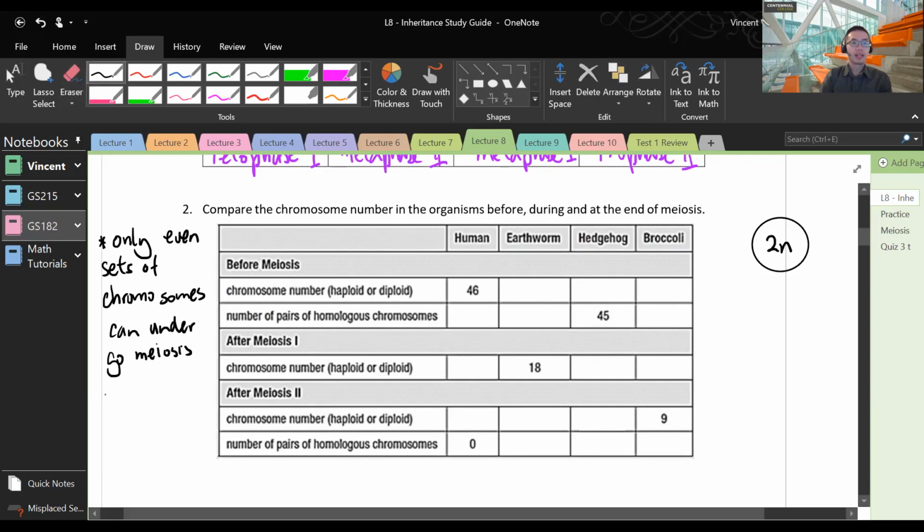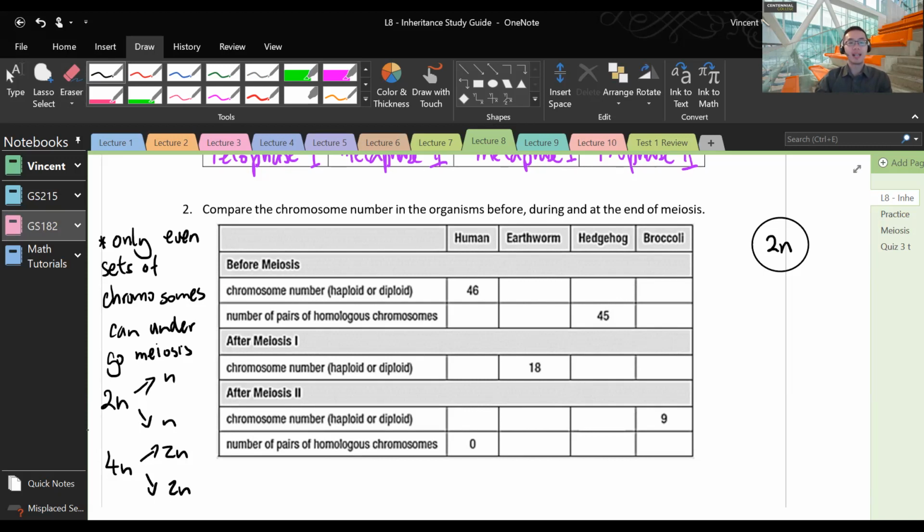Okay, so like if you have 2n, then you can divide and then it becomes n and n, right? If you have 4n, then you can divide and become 2n and 2n. Okay, some organisms have 4n's. Like bananas, I think it's like octuploid. Okay, eight n's or something. So if you take 8n and you divide, you get 4n's and 4n's, right?